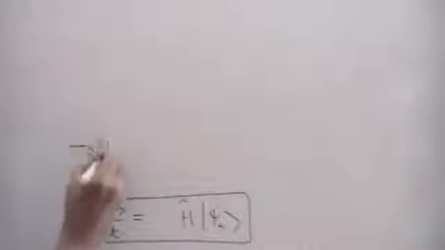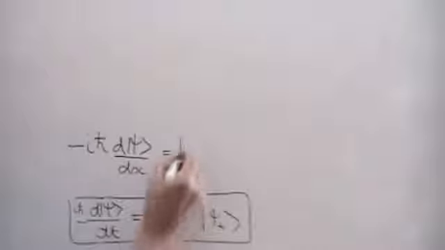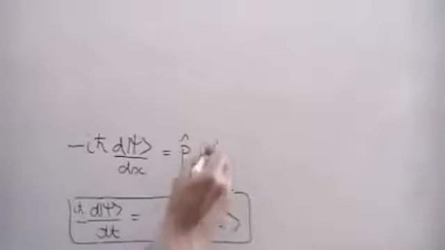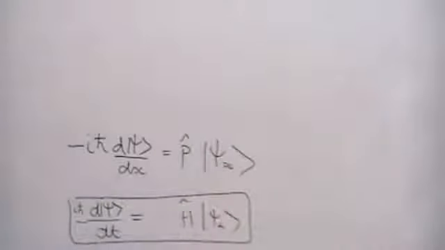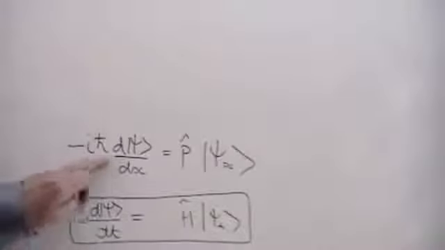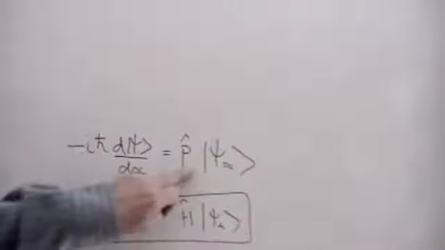And just for comparison purposes, can I remind you that minus i h bar d by dx acting on psi equaled the momentum operator. So minus i h bar d by dx is the operator p, plus i h bar d by dt is the Hamiltonian. So the Hamiltonian here is actually responsible for the way things change with time.